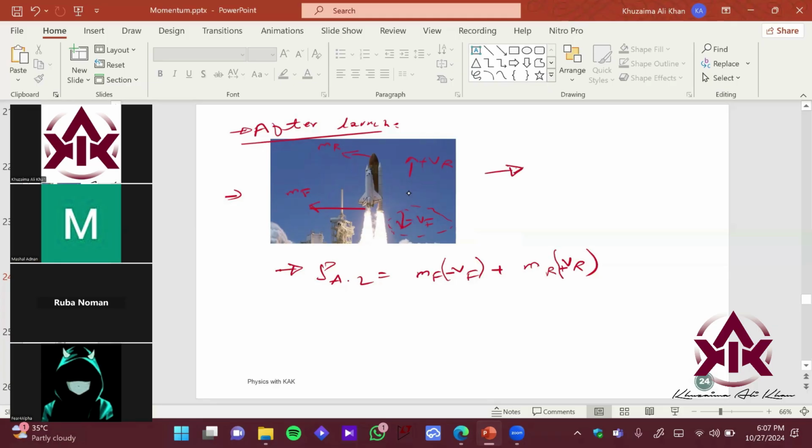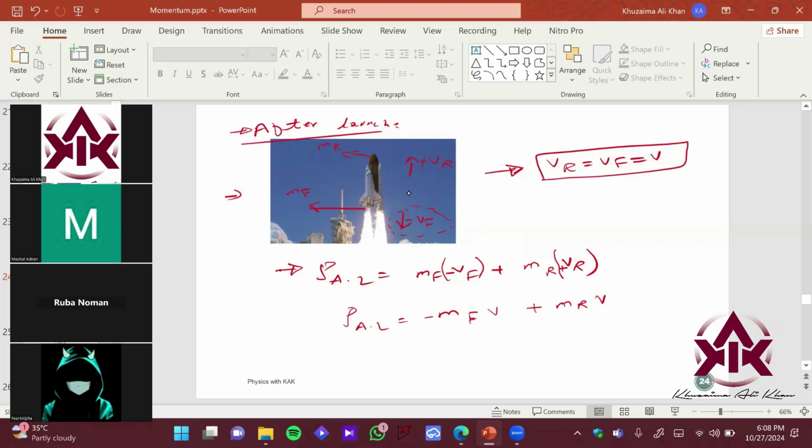Since it is moving with zero acceleration, vr is equal to vf. Both quantities are the same, so let me call it v. The magnitude of the speed of both is the same. v can be 10, 15, 35 meters per second, whatever the value is. Since both are the same, you can just substitute the values. That is the mass of fuel times negative v, plus the mass of rocket times v.